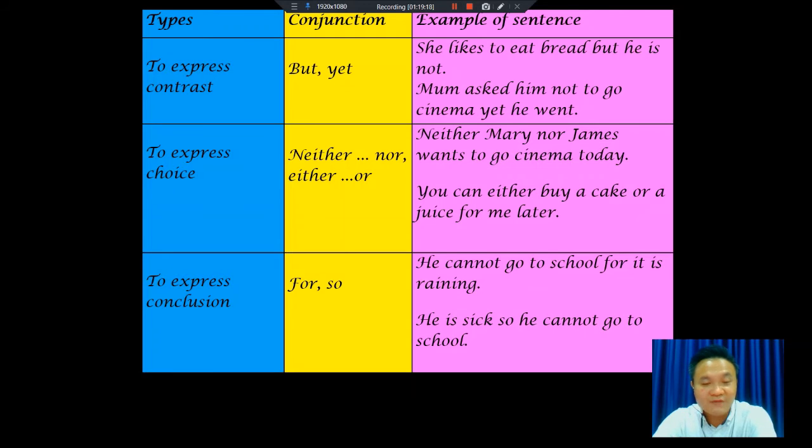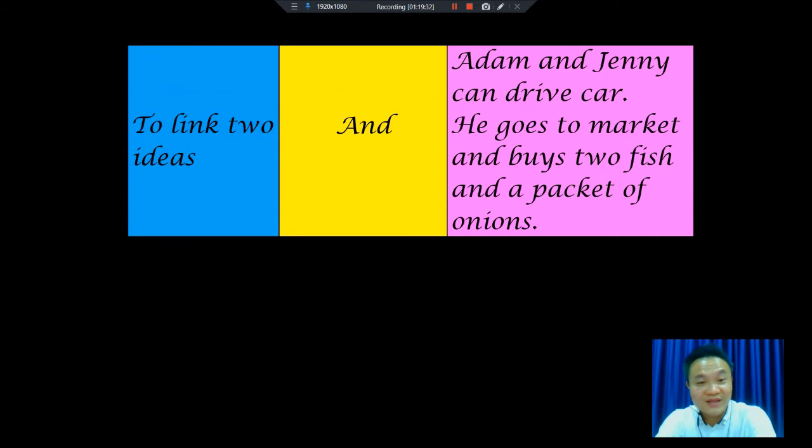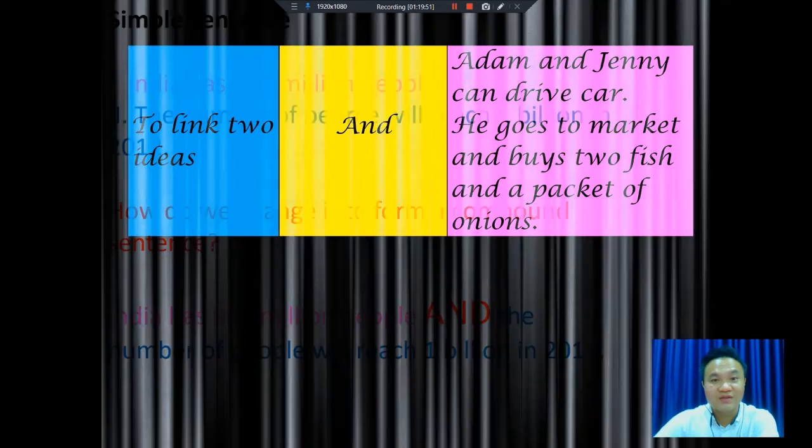So F stands for for. He cannot go to school for it is raining. He is sick, so he cannot go to school. This is a conclusion, or to show conclusion. Next, to link two ideas, we use the word and. In FANBOYS, A stands for and. So, Adam and Jenny can drive a car. He goes to market and buys 2 fish and a packet of onions. So you use the word and in order to link two ideas together.